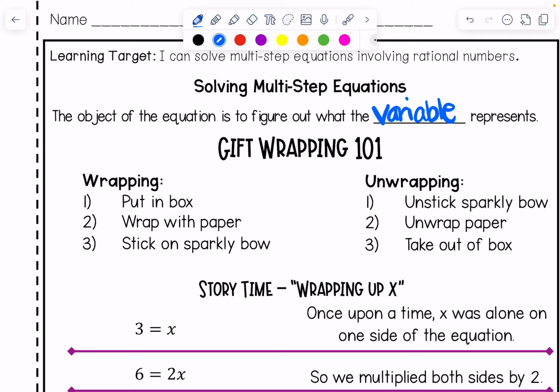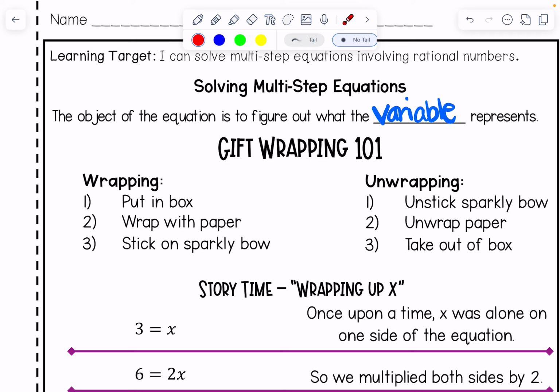So before we talk about equations, we're going to actually just do a little gift wrapping 101. If we were to wrap something, there might be a series of steps involved there. So our first step might be to put it in a box and then wrap it with some paper. And then maybe the last step is we stick on a sparkly bow.